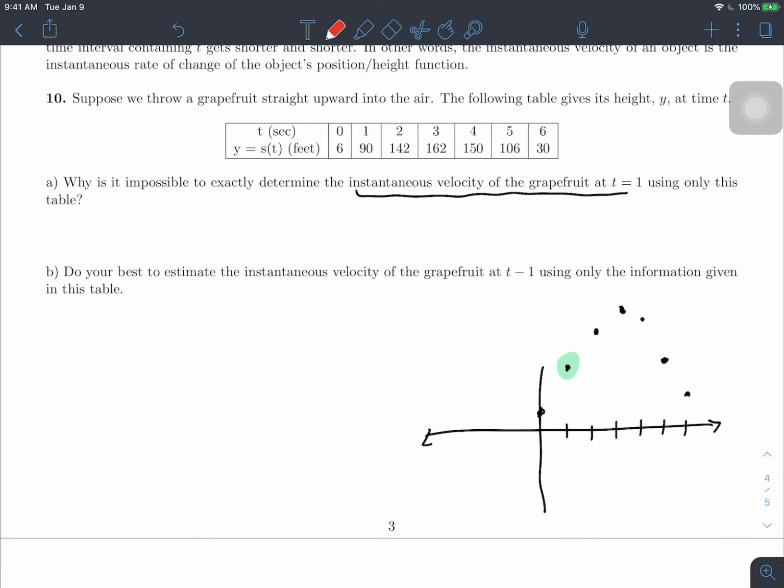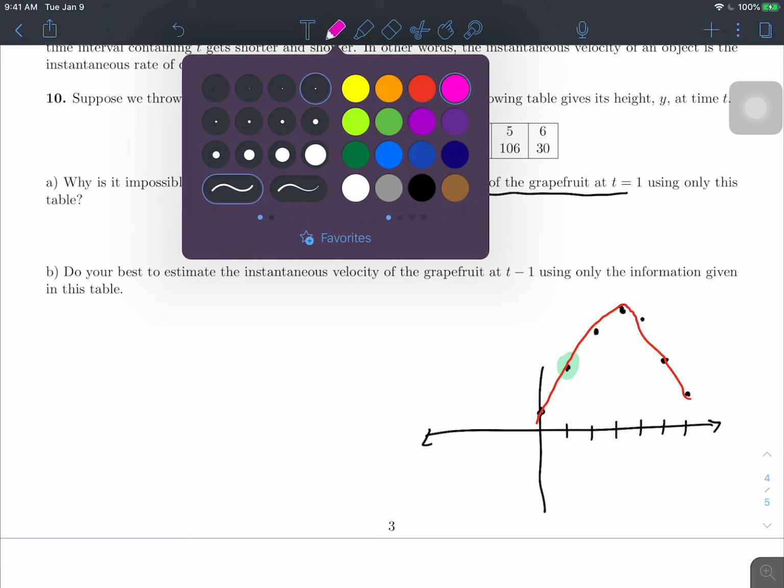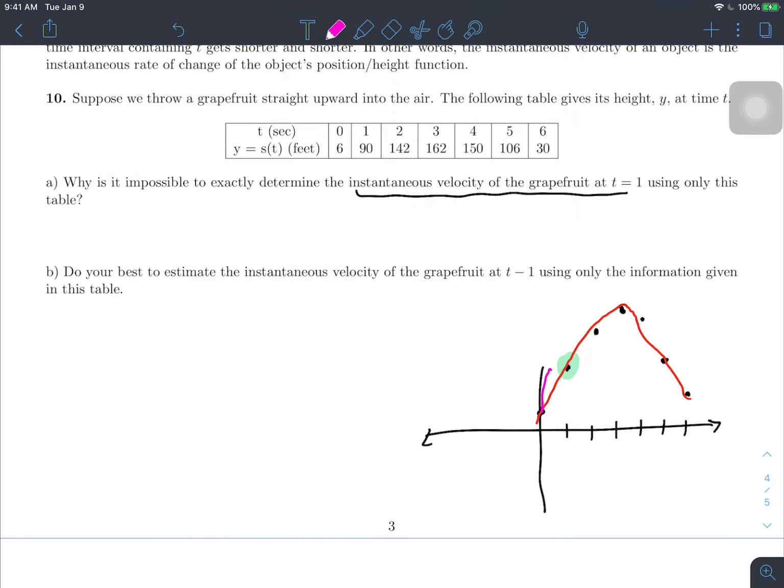The reason is we don't really know what the function looks like between these 2 points. We can infer that it probably looks like this. That's one case. But what if it looked something like this?